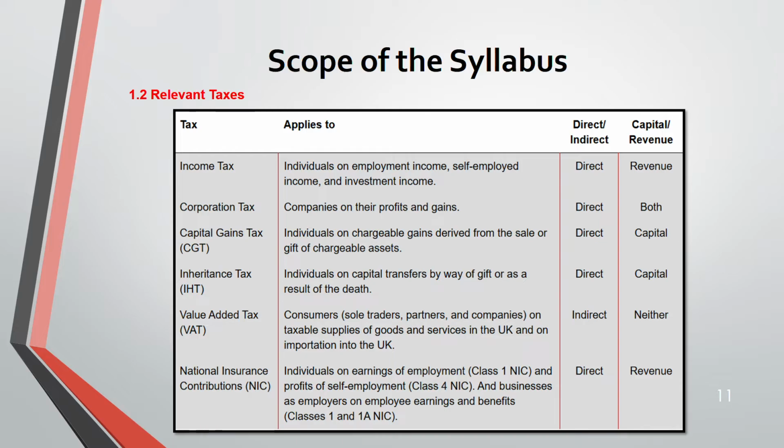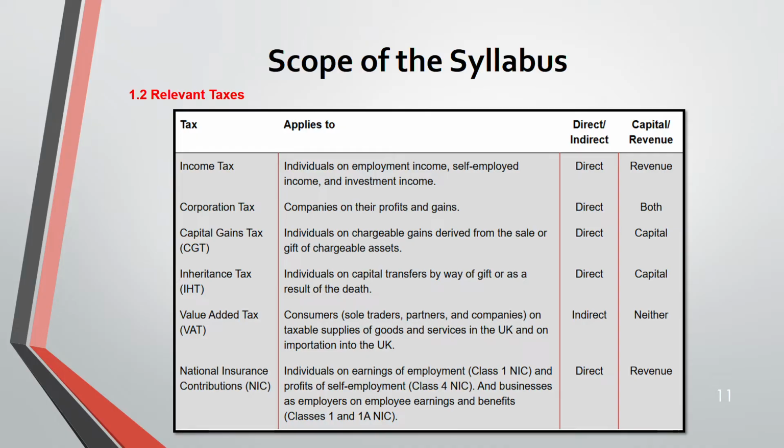Fourth one, inheritance. As the word says, inheritance. Understand, inheritance means when you have inherited something from your predecessor, maybe from your father or grandfather or your aunt or uncle, anyone, you have inherited something, an asset, you have to pay tax on that. It's a capital transfer.